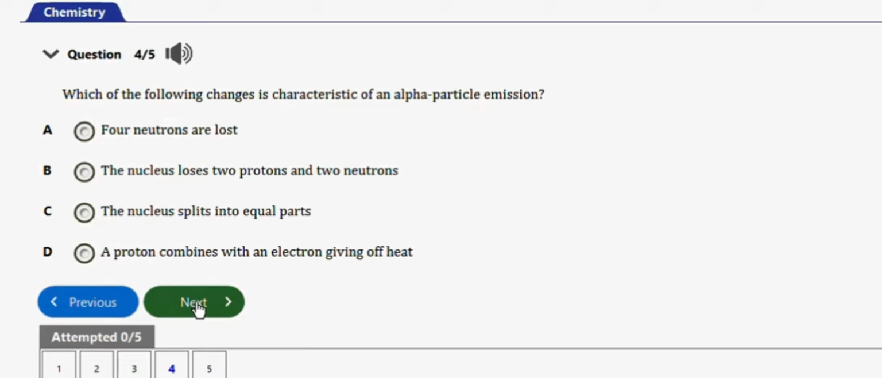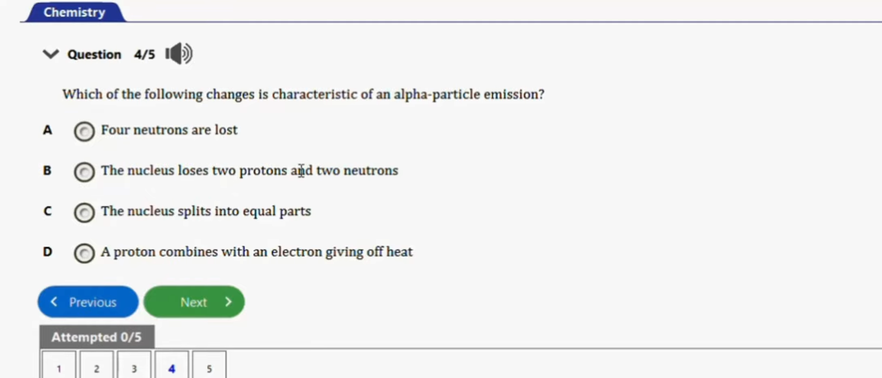The next repeated question will be this one. It says, which of the following changes is characteristic of an alpha particle emission? So the right option, okay, 4 neutrons are lost. No. The nucleus loses 2 protons and 2 neutrons. Yeah, so this will be the right answer. The nucleus placed into a compass node, a proton combines with an electron giving off heat. So the answer to this question will be option B, the nucleus loses 2 protons and 2 neutrons.